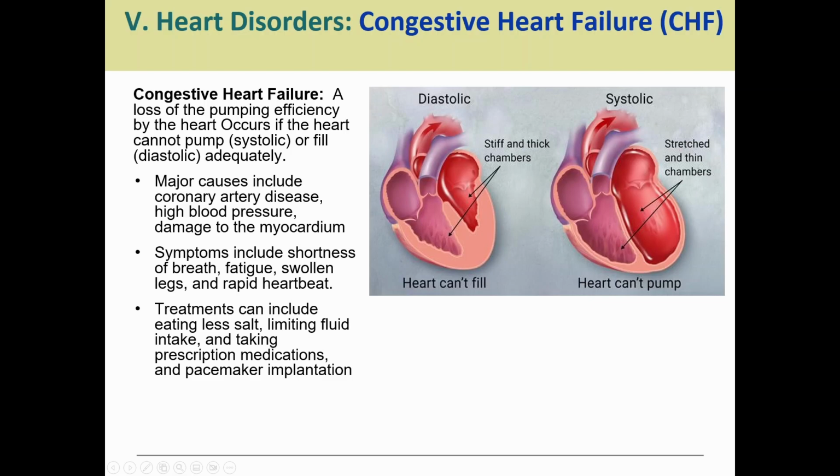Both of them are going to have some similar symptoms, whether it's the thick chambers that don't fill very well or thin chambers that don't pump very well. We're seeing problems like shortness of breath, fatigue, swollen legs, and a rapid heartbeat. A lot of the things that can cause this are coronary artery disease that's gone untreated, high blood pressure, and damage to the heart muscle. The treatments include lifestyle changes like limiting fluid intake and eating less salt, as well as taking certain prescription medications or even inserting something like a pacemaker.